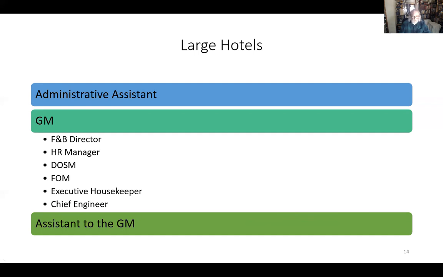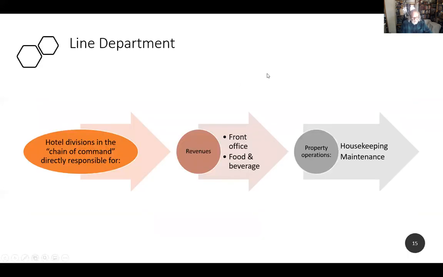The food and beverage department may contain in its own self several highly specialized positions that might warrant first level managerial status and so forth. So things can get quite complicated in the hierarchy that it takes to provide full service to guests, particularly in these large hotels. Now, line departments really are a reflection of two types of departments in the hotel industry in general. You have line departments and staff departments.